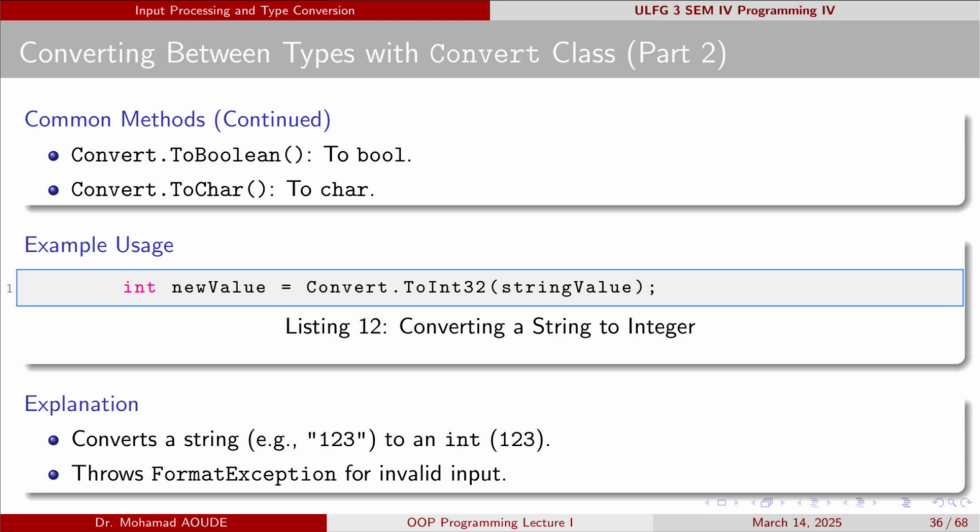Here's how Convert works practically. Suppose you have a string "123". Convert.ToInt32(stringValue) will turn it into the integer 123. But if the string isn't a valid number, it will throw a FormatException, just like Parse. The Convert class is crucial when building resilient input processing applications.